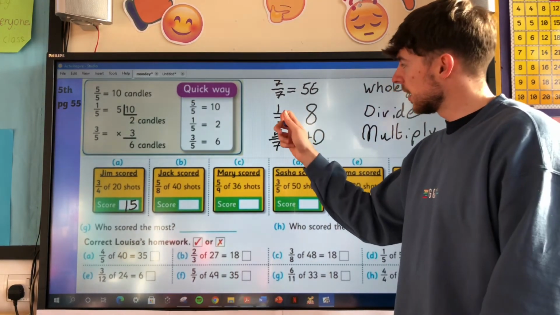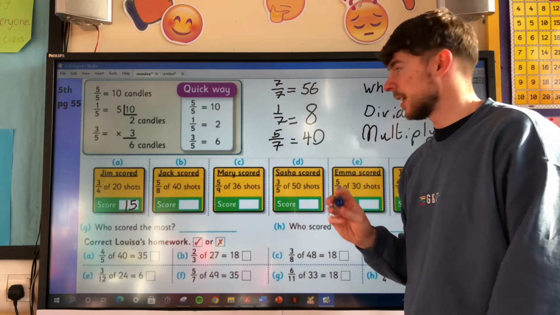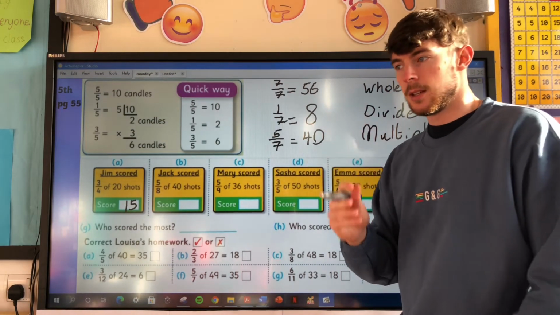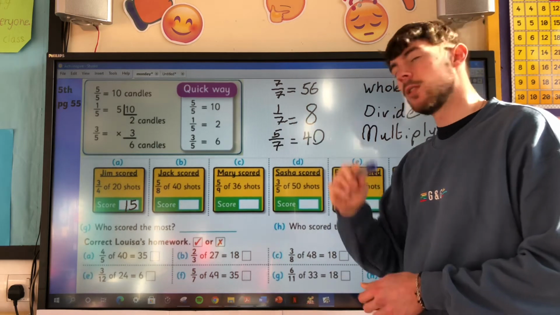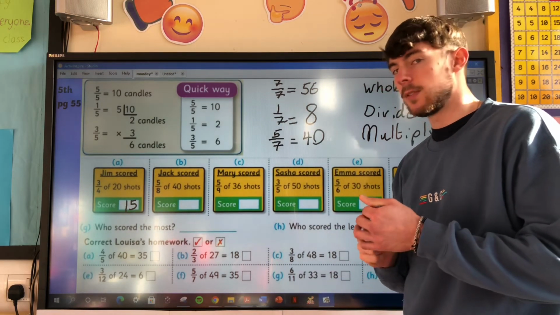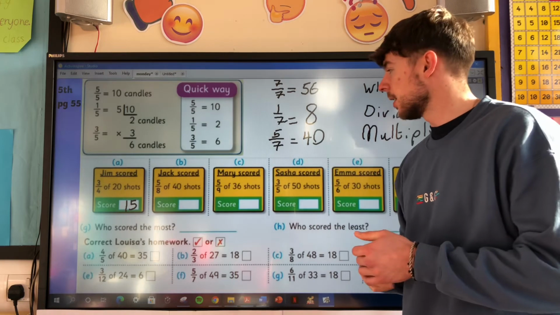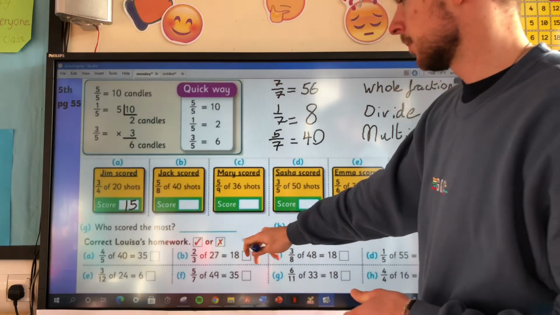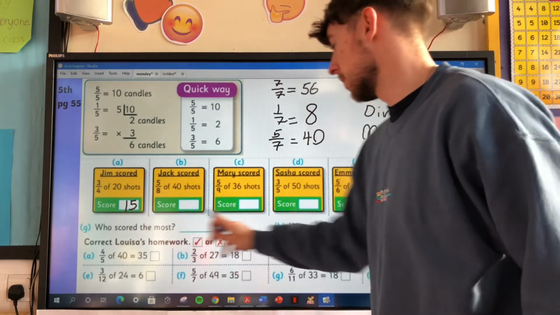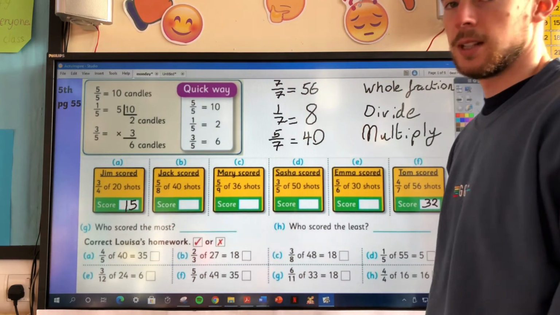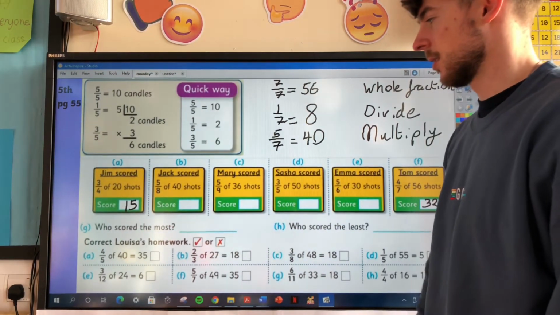We know what 7/7 is. So it's all about getting this. This is the most important part of it. Getting it down to 1/7. Because then we can find any fraction we want from that. We can find 2/7, 3/7, 4/7, 5/7, anything we want. Alright? Okay, and then down here, we'll have to say who scored the most. So we'll have to see who scores the biggest. And then who scored the least, so who scores the smallest.